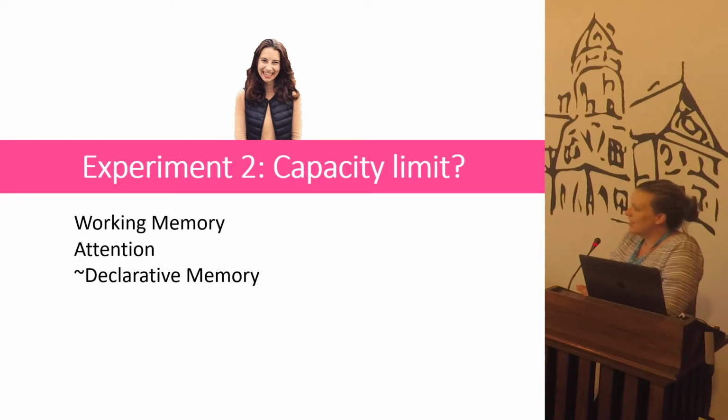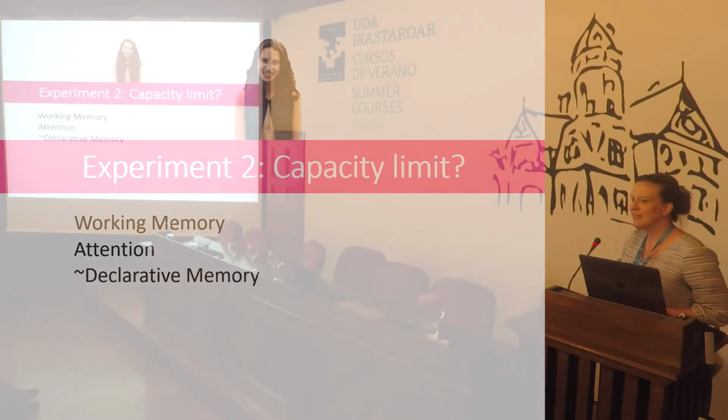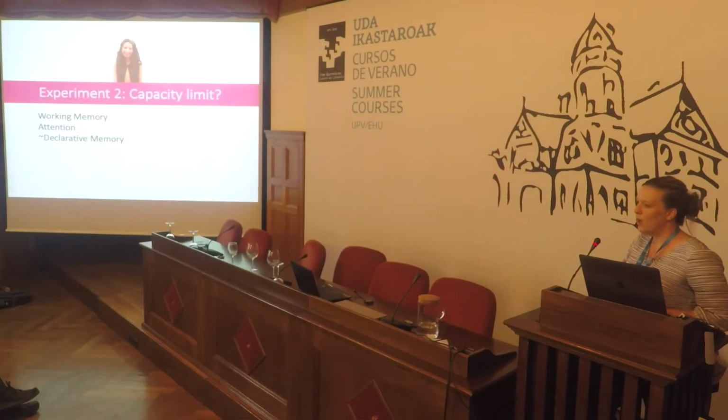We also know that attention is limited, right, in terms of what we can focus on simultaneously. This is also a very developmentally variant system. And in declarative memory, the idea of a capacity limit there is actually much more controversial, but I would say that the entire field of episodic memory is obsessed with trying to understand why we remember only certain things over others. And so the fact that we don't remember everything is, in some sense, a capacity limitation.